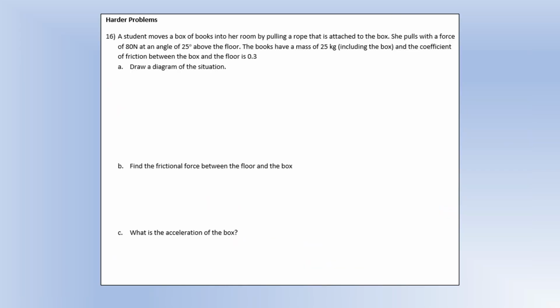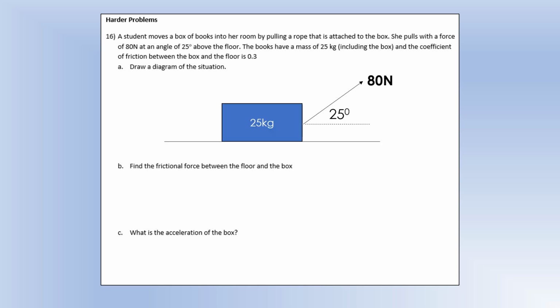Okay, so a student moves a box of books into her room by pulling a rope that is attached to the box. She pulls with a force of 80 newtons at an angle of 25 degrees above the floor. The books have a mass of 25 kilograms, including the box, and the coefficient of friction is 0.3. So if we illustrate that scenario, it looks a little bit like this. Find the frictional force between the floor and the box.